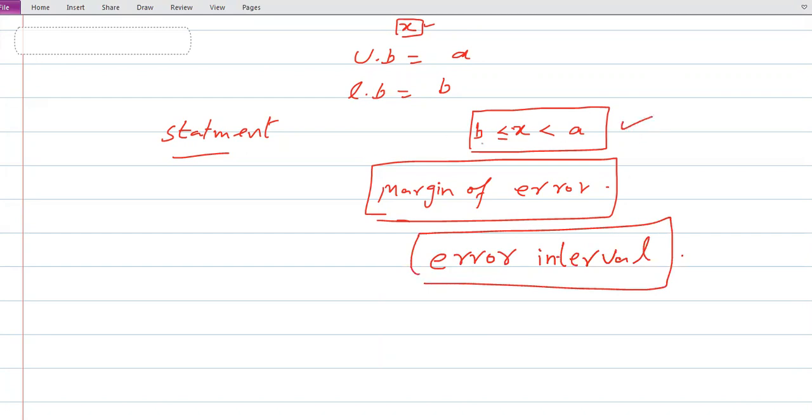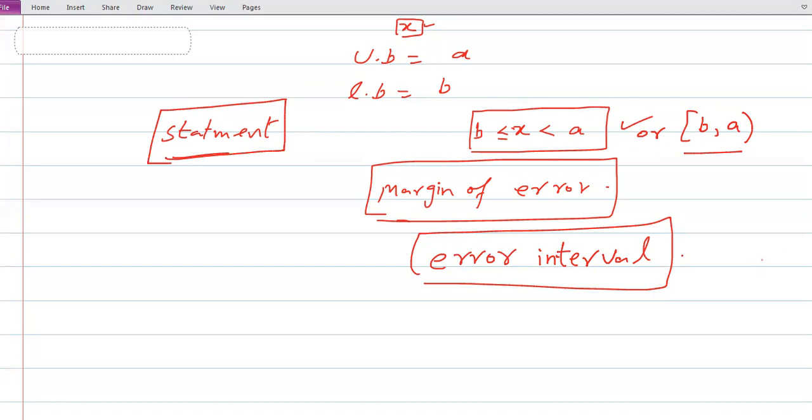And there is another way to write that also. It can be a, b, and for a we write this bracket because a is not included, b is included. The upper bound is not included, but the lower bound is included with the number. So this is called the interval, error interval. So if you are asked for margin of error or error interval, or even asked to write the statement, it clearly means you are being asked about the upper bound and lower bound.